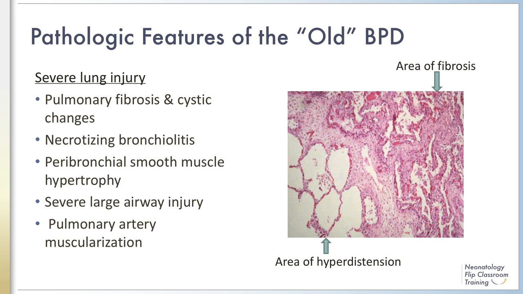The pathology findings in infants with the old BPD are characterized by severe lung injury involving the lung parenchyma, airways, and the pulmonary vasculature. Findings include pulmonary fibrosis and hyperinflation, as seen in this histology slide, cystic changes, necrotizing bronchiolitis, peribronchial smooth muscle hypertrophy, severe large airway injury, and pulmonary arterial smooth muscle proliferation.